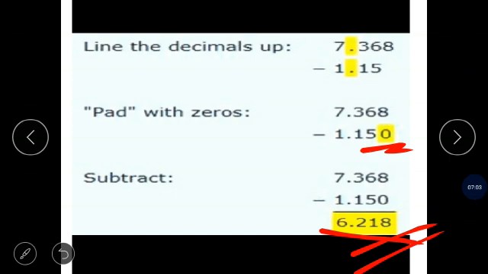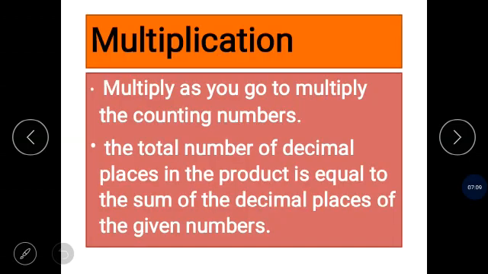I hope you understood addition and subtraction. Okay, now let's move to the other operation, that is multiplication. So let's first see the rules of multiplication.